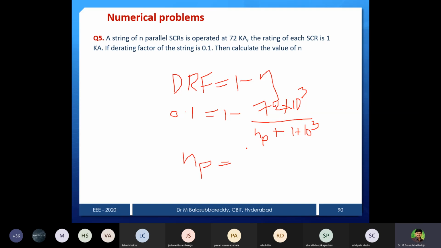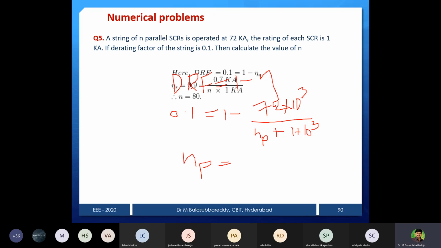So we can easily calculate the number of SCRs to be connected in parallel if the derating factor is 0.1. Try the same thing if the derating factor is 0.2. That means we are increasing the reliability. If the derating factor increases, then what will happen? Same rating, same operation, the number of SCRs connected in parallel will increase, because you want to increase the reliability. That is the derating factor effect.